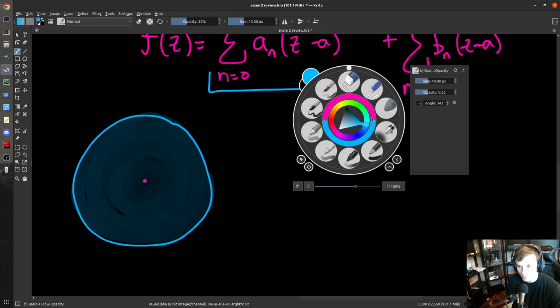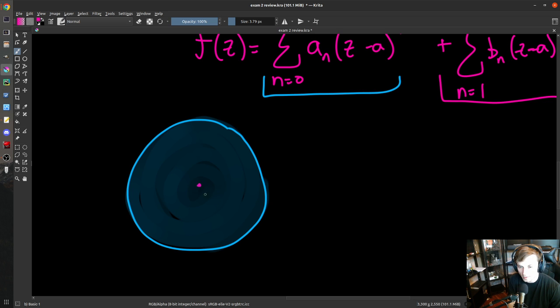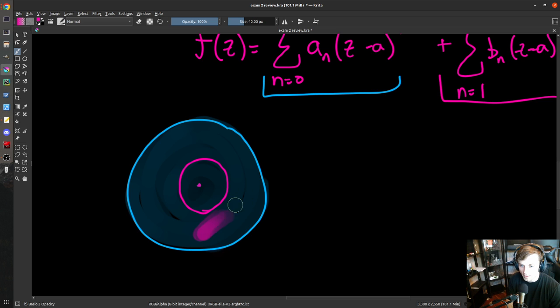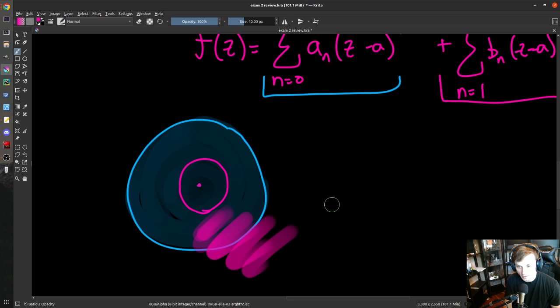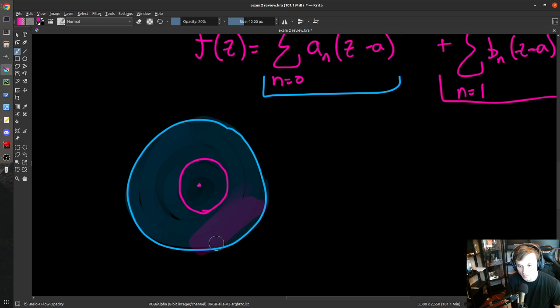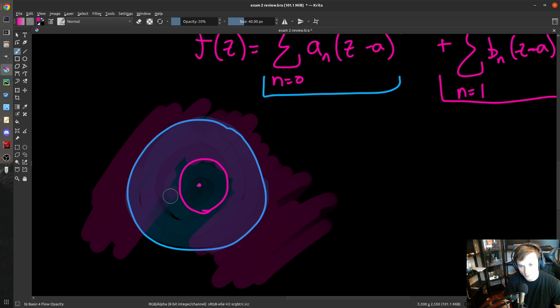The second part was cool because instead of getting convergence in a disk, we got convergence outside of a disk. So instead we had a disk here, and then we got convergence everywhere outside of that. Oops, I'm making that way too dark. I want something with less opacity. We got everything outside of this. So convergence on everything outside of some disk.